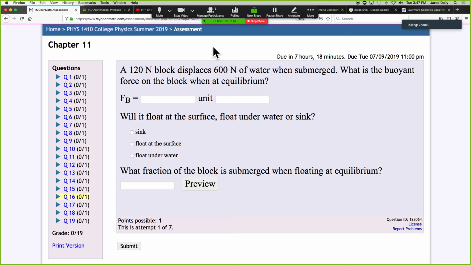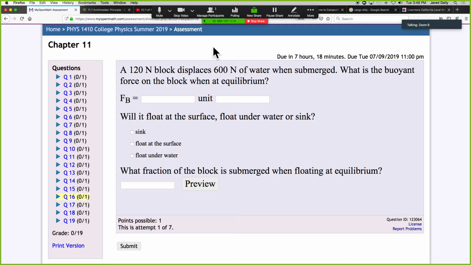Let's see, density of the block, density of water. Density of the water equals the mass of the water over the volume of the water. And you're trying to solve for this because you know the density of water. The density of water is 1,000 kilograms per meter cubed. And we know the mass of the water is 600 newtons. 600 newtons divided by g is the mass of the water. And then we can calculate the volume of the water.